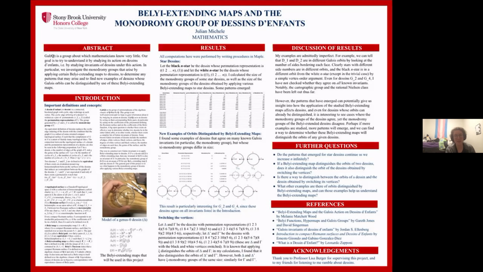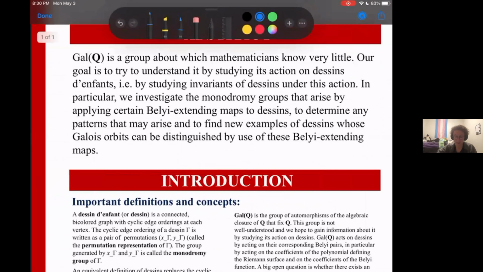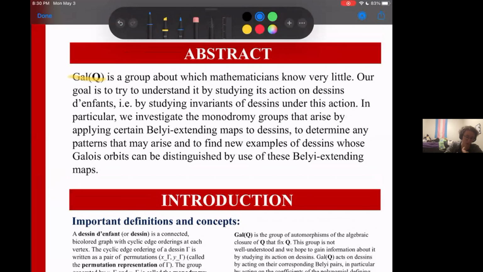The title of this is Belyi-Extending Maps and the Monodromy Group of Dessins d'Enfants. Of course, I'm going to define what those words mean. First, the abstract of all this. This is dealing with the group that I'm abbreviating as GalQ. I'll define it in a minute, but basically we don't know a whole lot about this group.